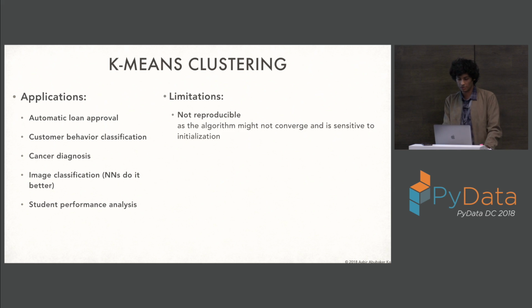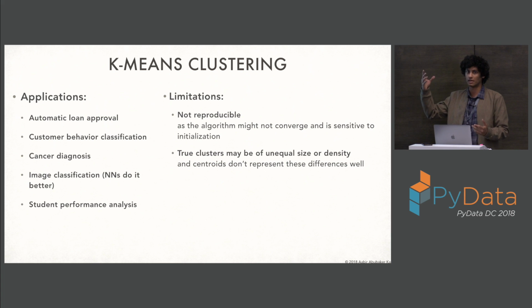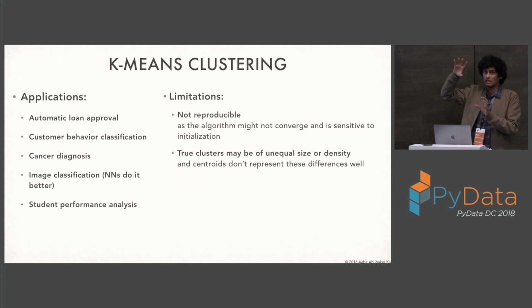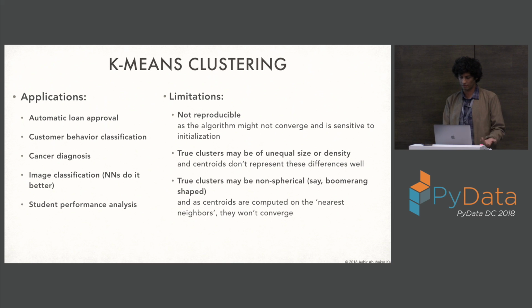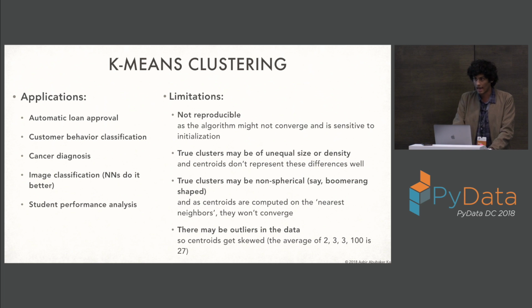It does have limitations, of course. It's not reproducible because you pick these 4 random points and then wait for it to converge. The real clusters, by which I mean what the data's shape is in the real high-dimensional space, might not map well onto this concept. It might have a non-spherical shape like a boomerang, and then you're saying, oh, it's in the middle of the boomerang, but it's spread into this weird kind of curve in a high-dimensional space. And then you, of course, have the problem of outliers.